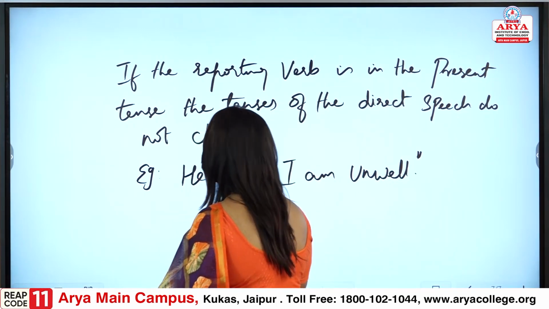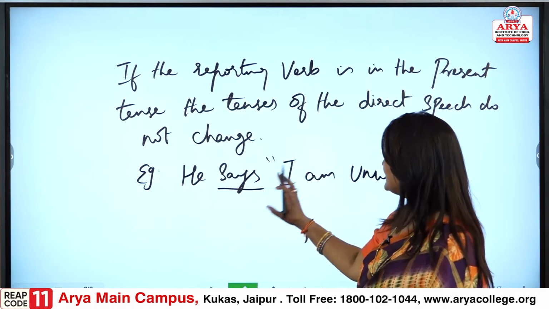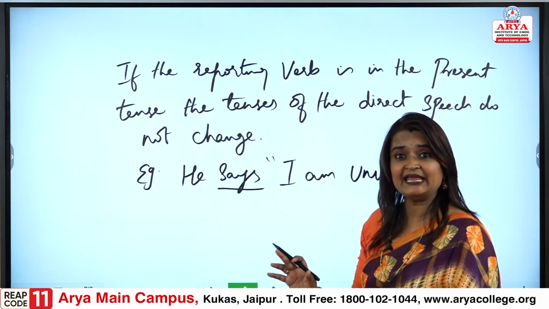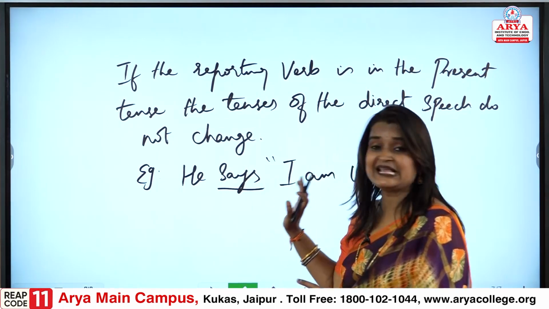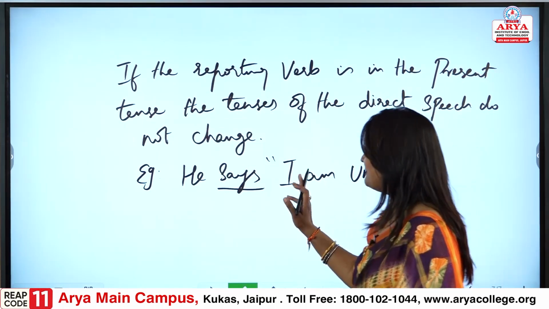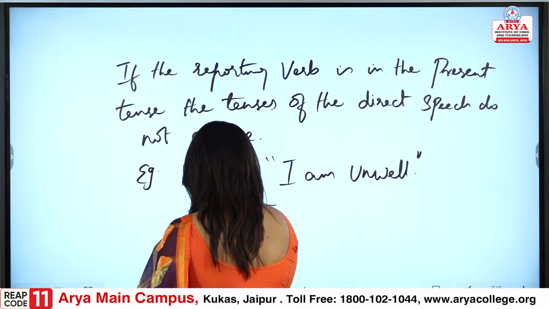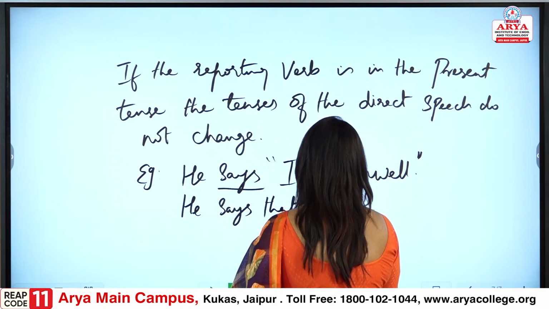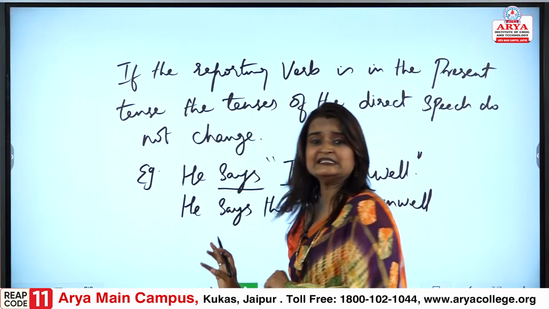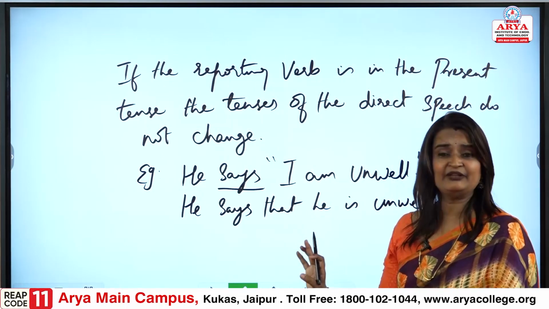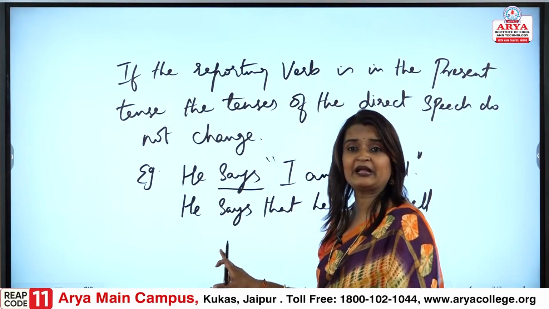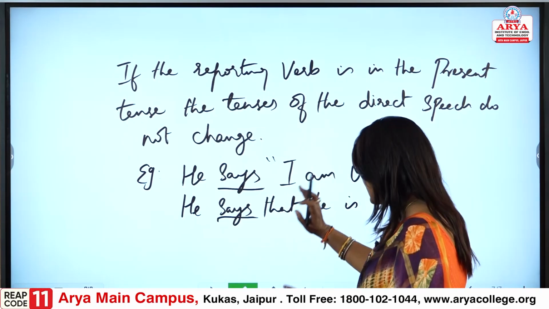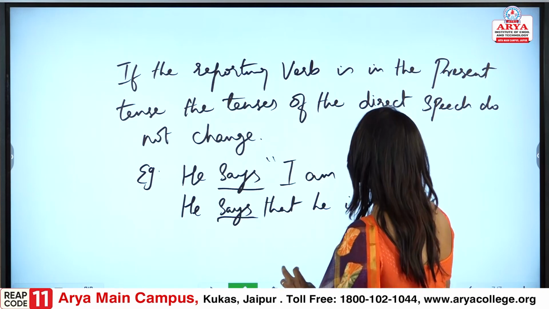He says, I am unwell. So, the reporting verb is says. We are not saying he said, we are saying he says. So, when it is says, it remains the same. How would we give it? He says that he is unwell. Fine. It is easy, we only need to follow it. Says would not become said, it will remain says. So, he says that he is unwell.